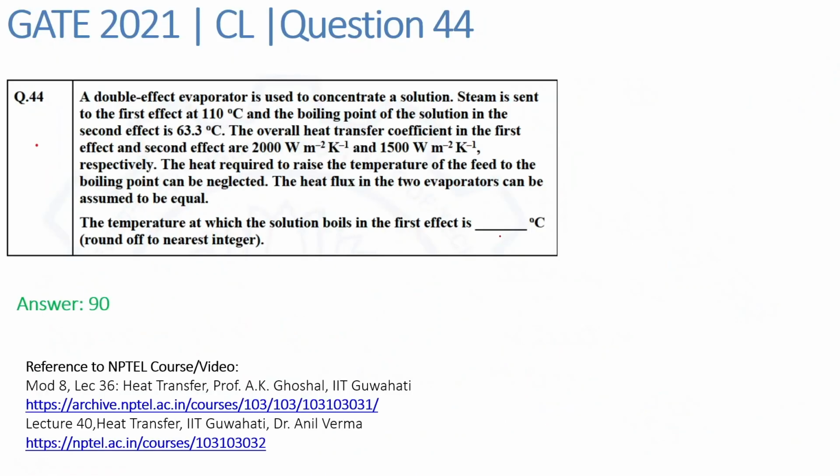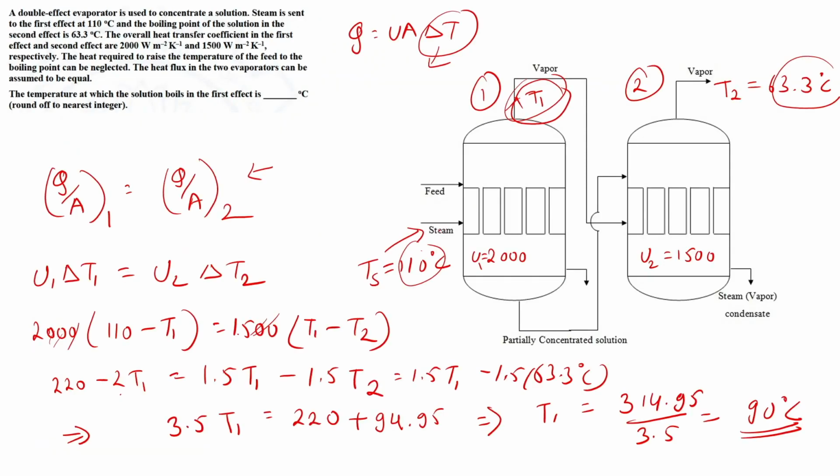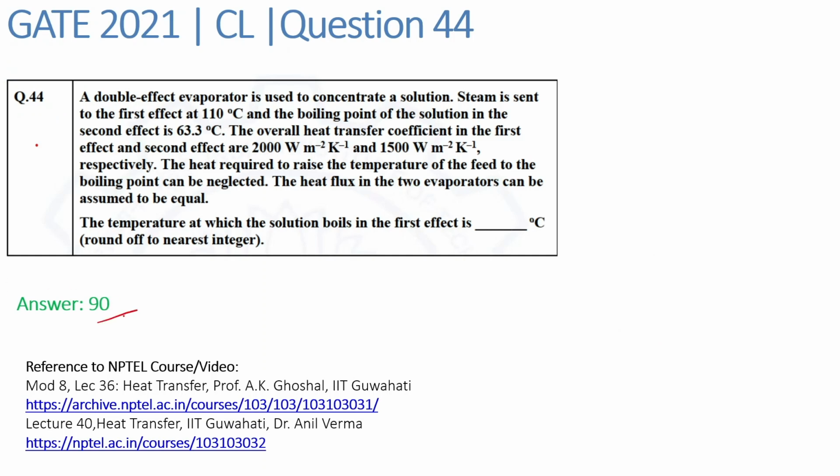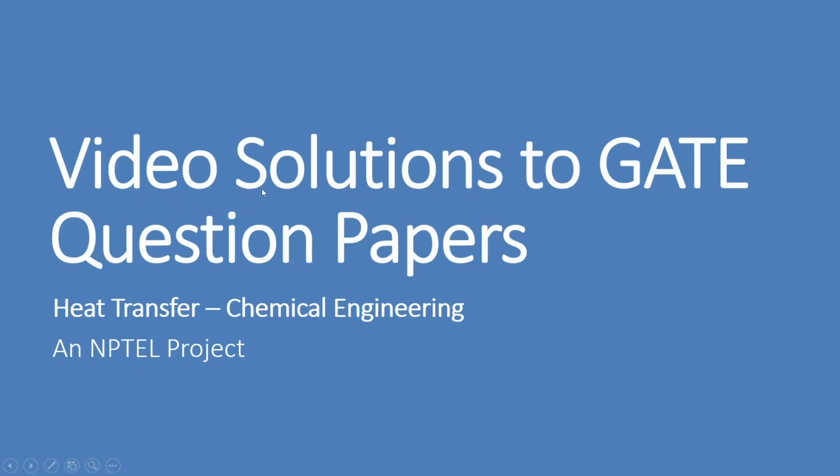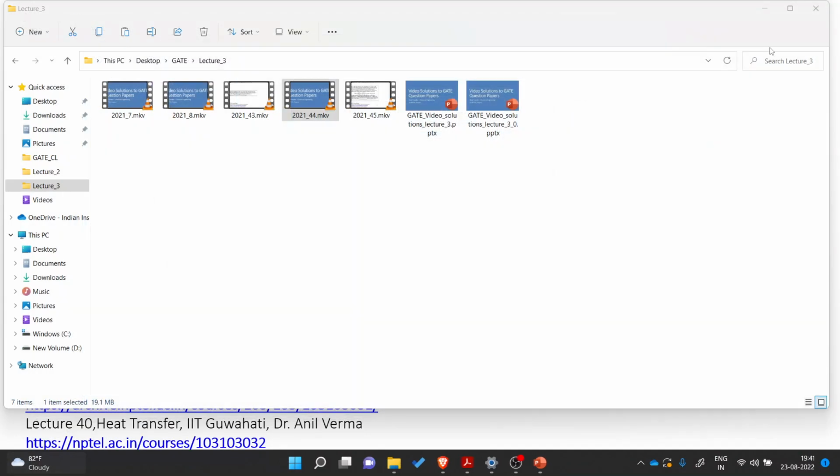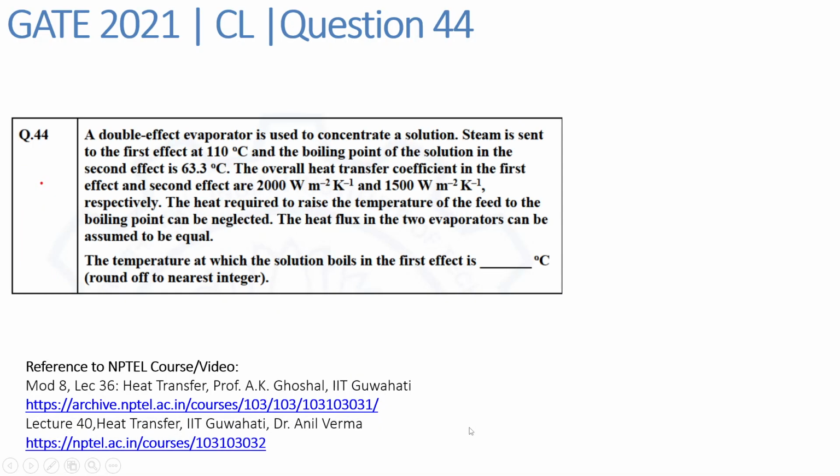So the temperature at which the solution boils in the first effect is around 90 degrees Celsius. That is our final answer, 90 degrees Celsius. Since we have been asked to round up to the nearest integer, we will report the answer as 90. If you have a doubt in this question, you can just speak up. In this, we looked at the concept of the double effect evaporator and calculated the heat balance across both effects to find the temperature at which the solution boils in the first effect.